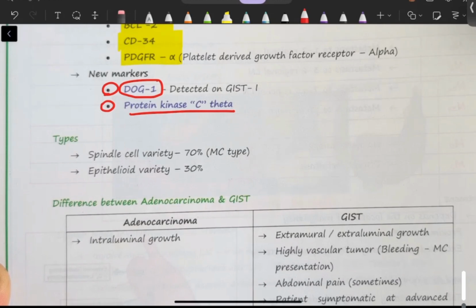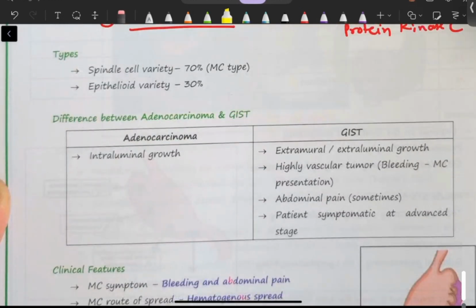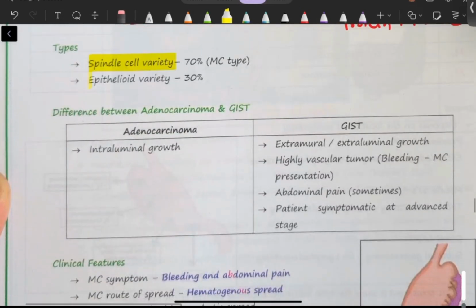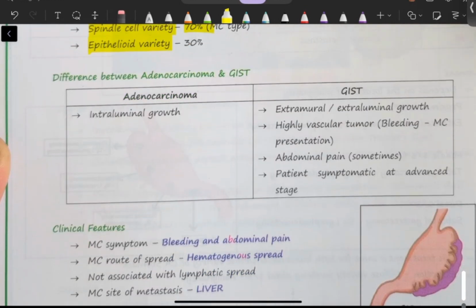So basically there are 3 markers we need to know: CD117, DOG1 and protein kinase C. At least these 3 markers we should remember. There are 2 types of gastrointestinal stromal tumors, the spindle cell variety and the epithelioid variety. The most common is the spindle cell variety at about 70%, and the epithelioid variety is about 30%.